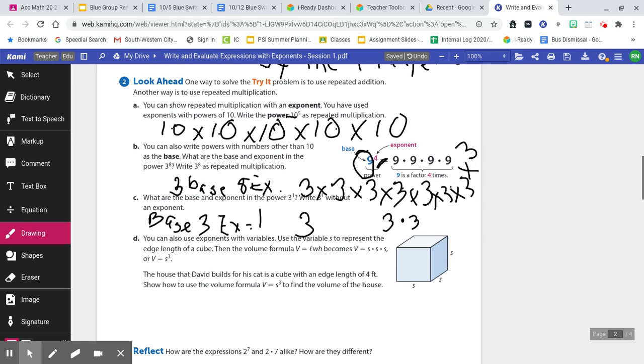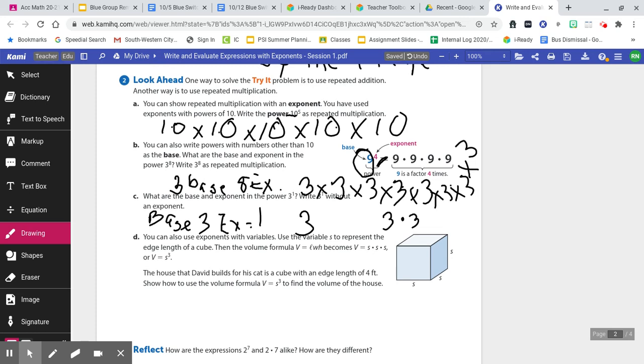So we can use exponents with variables, and this time we're going to use the variable s to represent the edge length of a cube. Then the volume formula, v equals length times width times height, becomes v equals s times s times s, or v equals s cubed. A lot of words there. But you already know this.